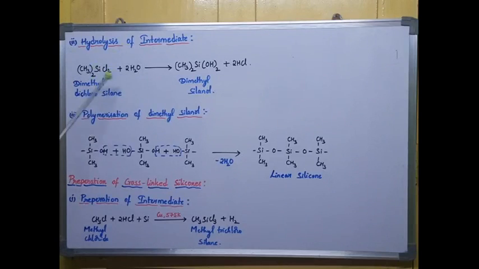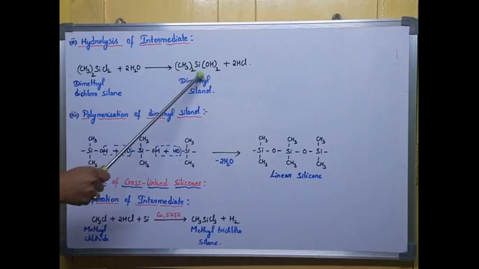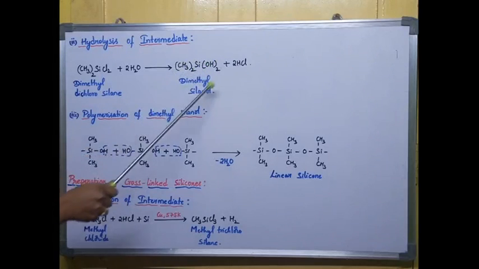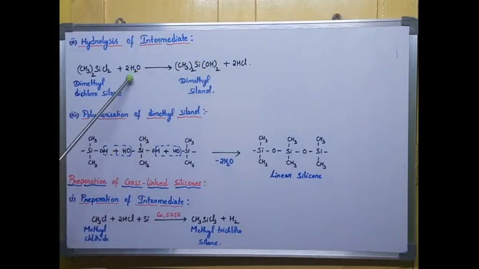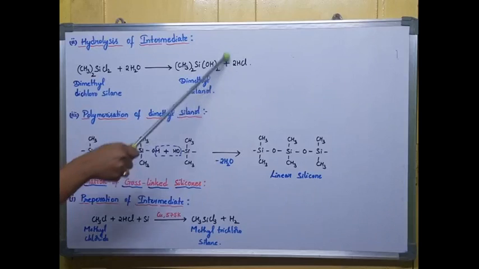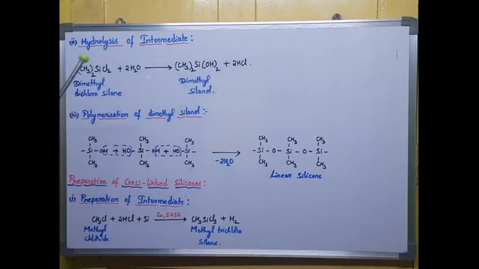Hydrolysis is nothing but addition of water. Here the Cl minus ions from dimethyl dichlorosilane are replaced with OH minus ions of the water. So you get CH3 twice and SiOH twice, that is dimethyl silanol. H plus ions of water combine with Cl minus ions and come out as 2HCl, a byproduct here. Now we are doing the polymerization of this dimethyl silanol.